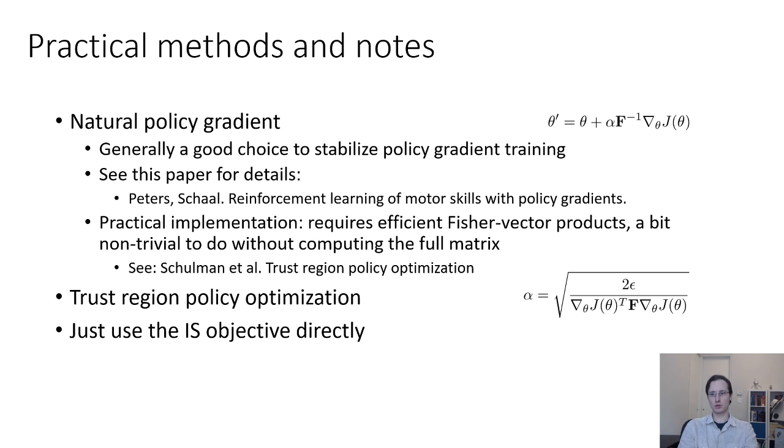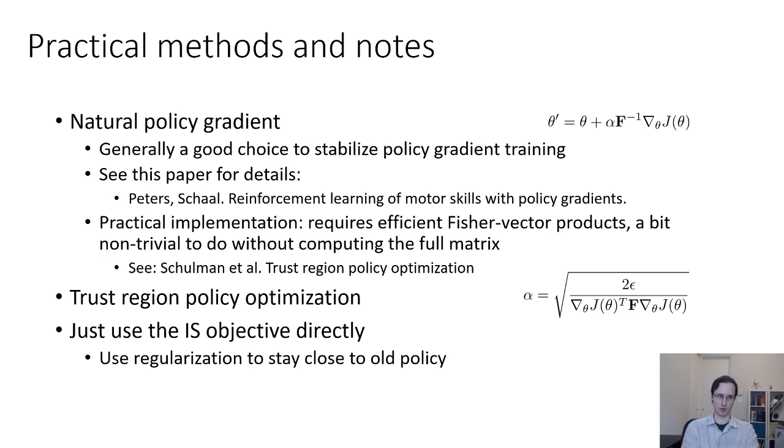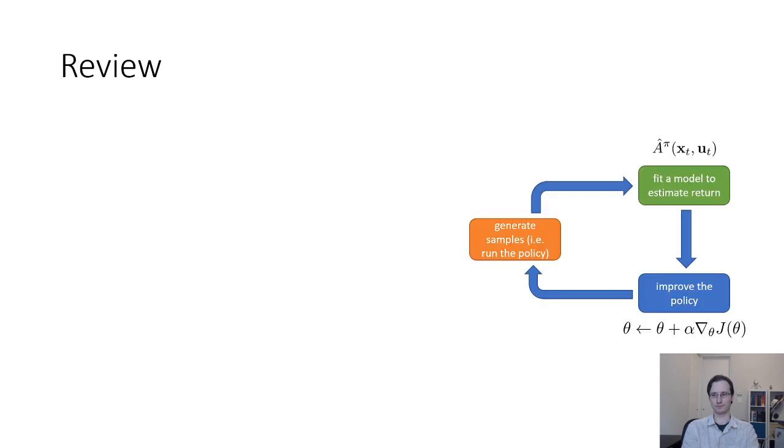Now, of course, you could just use the importance sampled objective directly with something like dual gradient descent, or even a heuristic selection of the Lagrange multiplier, and that works fairly well. That can be interpreted as a kind of regularization to stay close to the old policy, and that's what I covered in the previous section. If you want to learn more about this, check out proximal policy optimization.